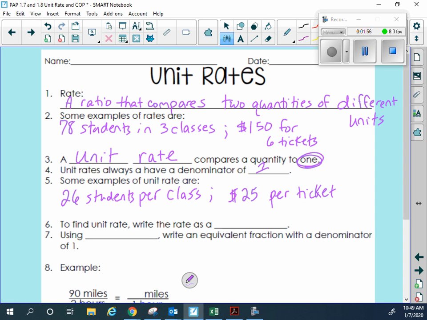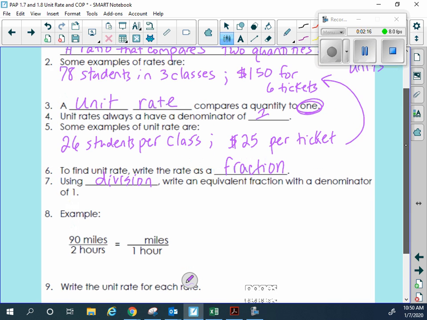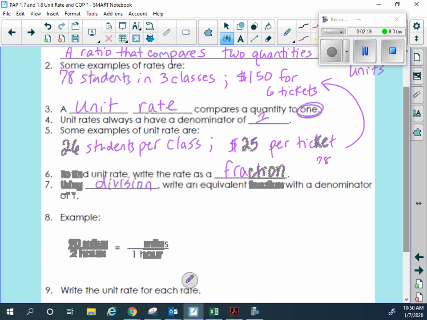So these are the unit rates for the examples up here. How did we get that? Well, first, to find a unit rate, we write it as a fraction, and then, using division, we write an equivalent fraction with a denominator of 1. That one was 78 students in 3 classes, and I wanted to go to 1 class. How did I get from 3 to 1? Divide by 3, and the rule is what you do to the bottom, you do to the top. So 78 divided by 3 is where I got 26.